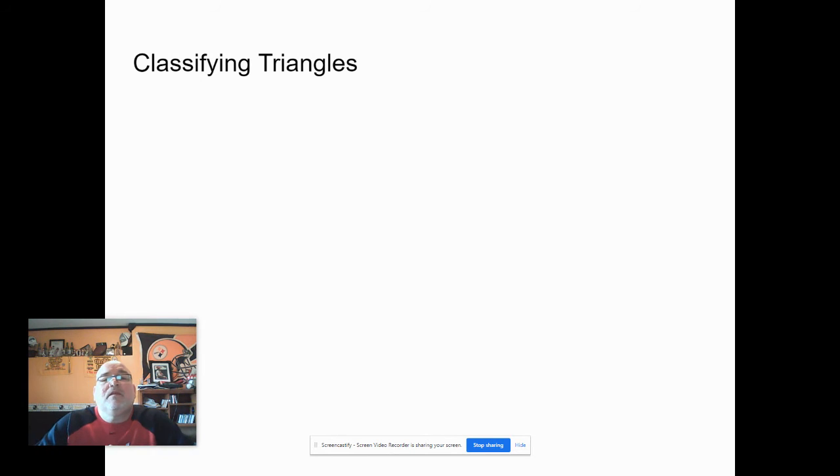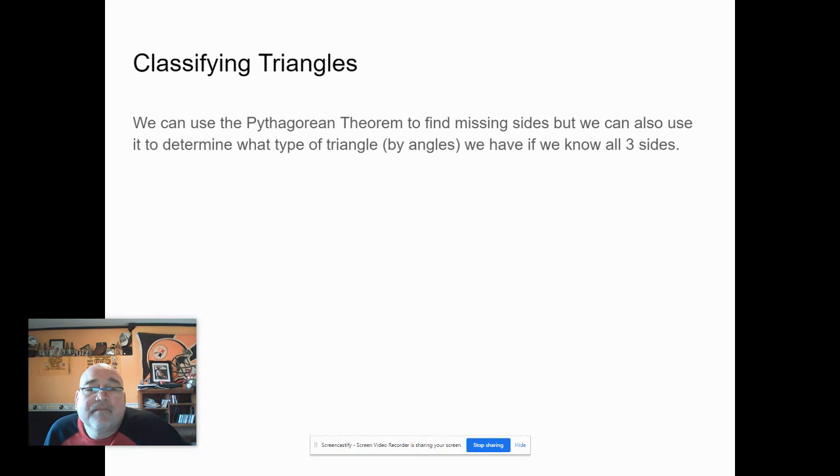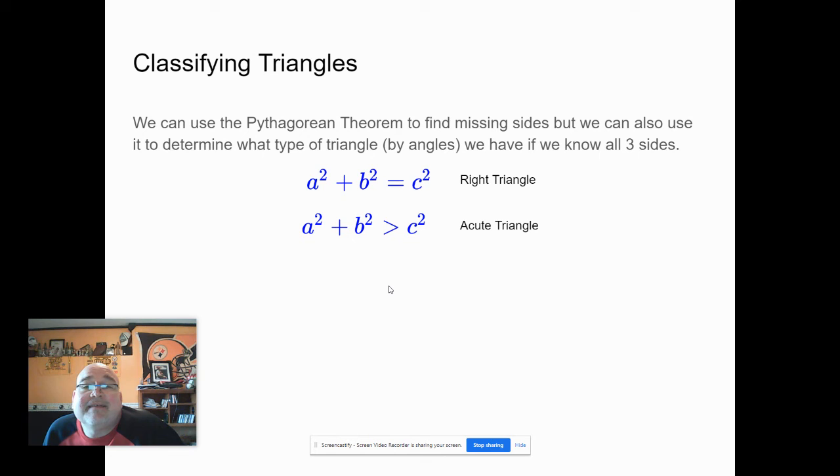Now, the other thing that we can do with the Pythagorean theorem, not only can we find missing side lengths, we can also classify triangles by their angles based upon the Pythagorean theorem. Of course, a squared plus b squared equals c squared, well, that means we have a right triangle. If a squared plus b squared is greater than c squared, we have an acute triangle. All the angles will be less than 90. And finally, if a squared plus b squared is less than c squared, it means we'll have an obtuse triangle.